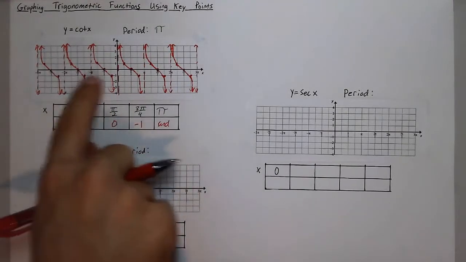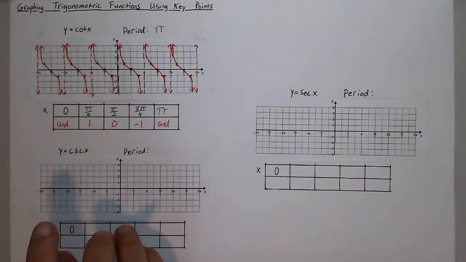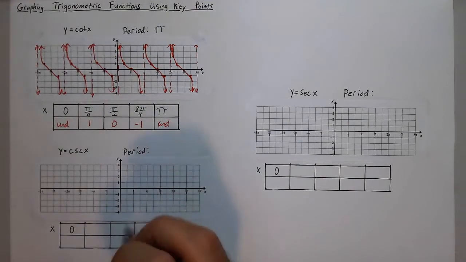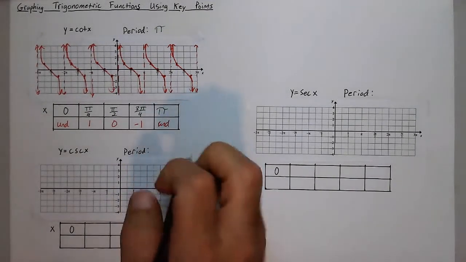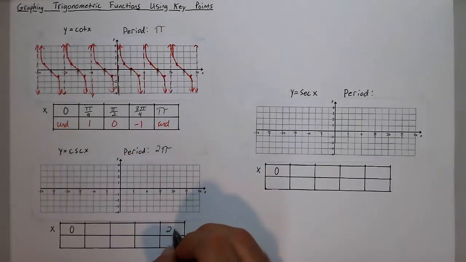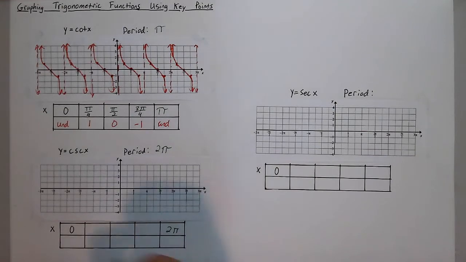You should have seen roughly 5 or 6 cycles of tangent. Now cosecant, its period is 2 pi. Which means we're going to have a very similar counting method as sine and cosine.